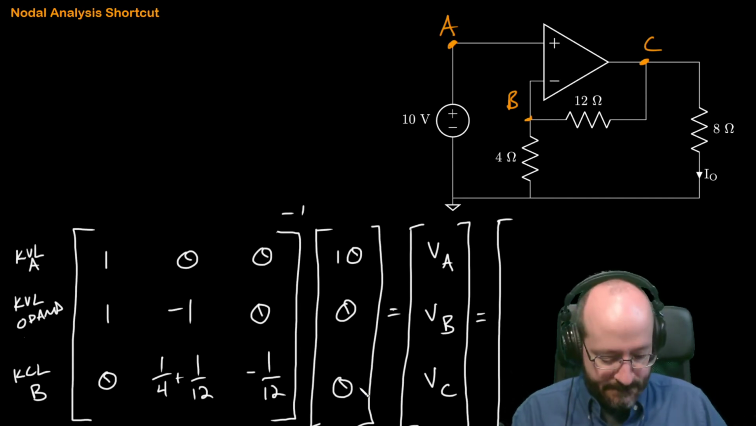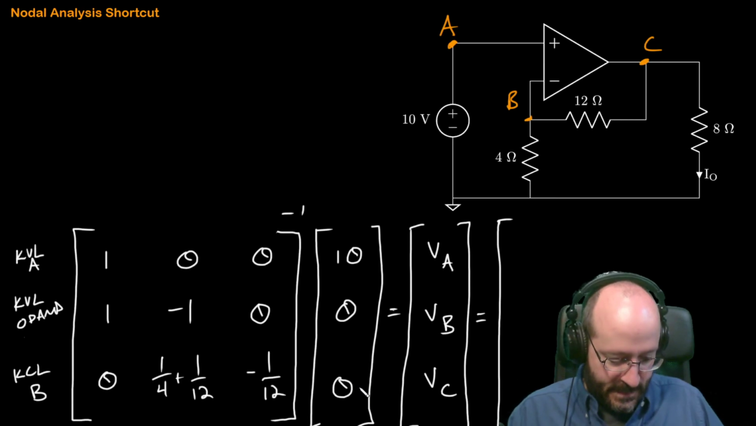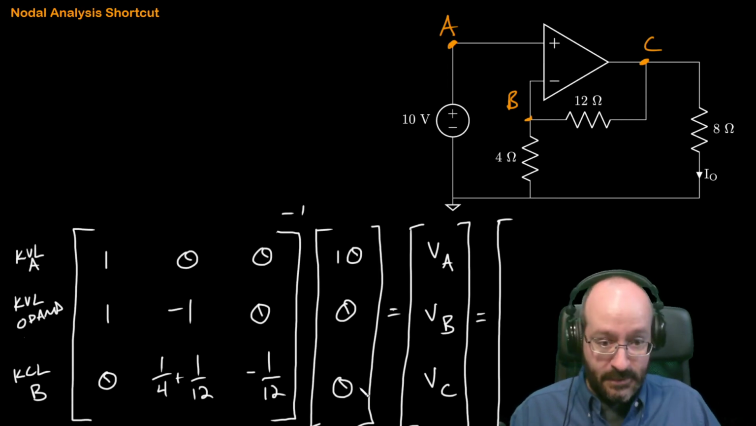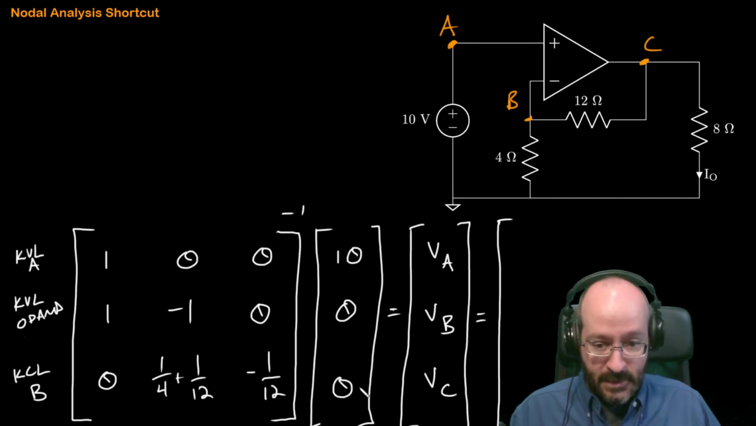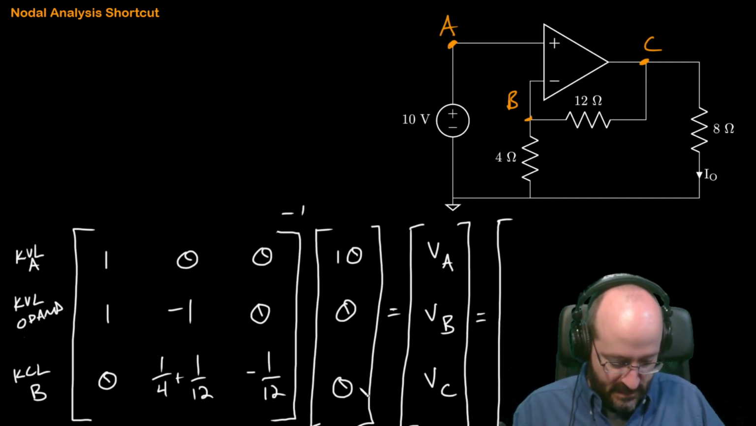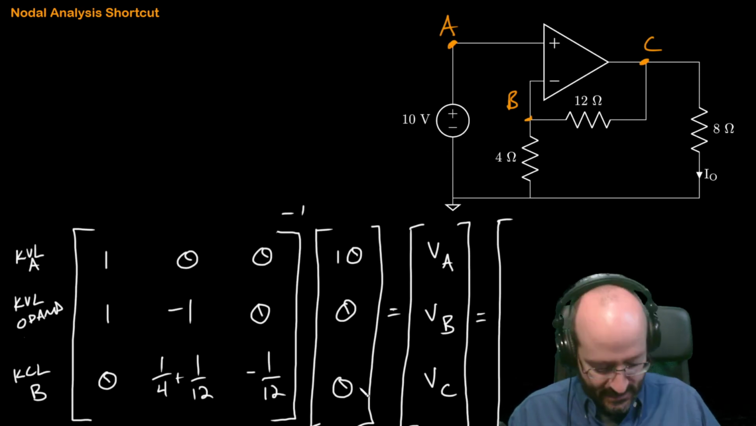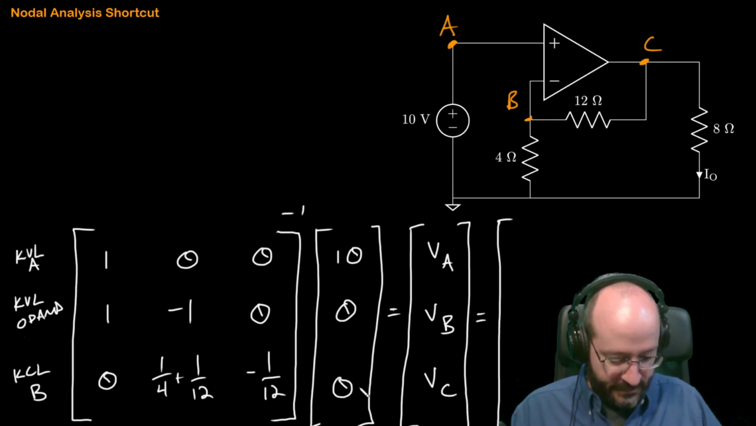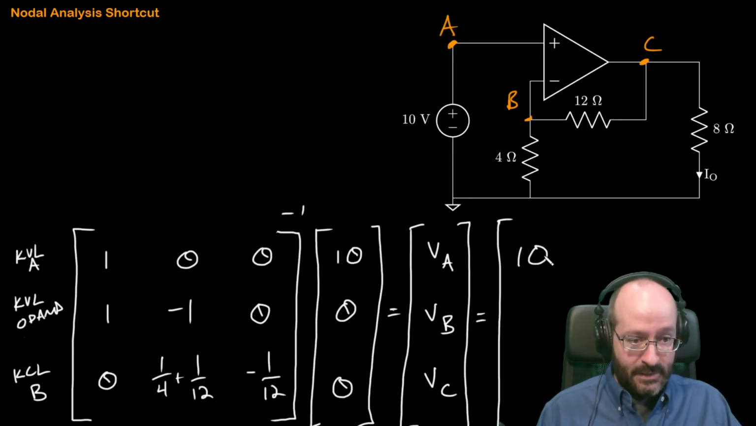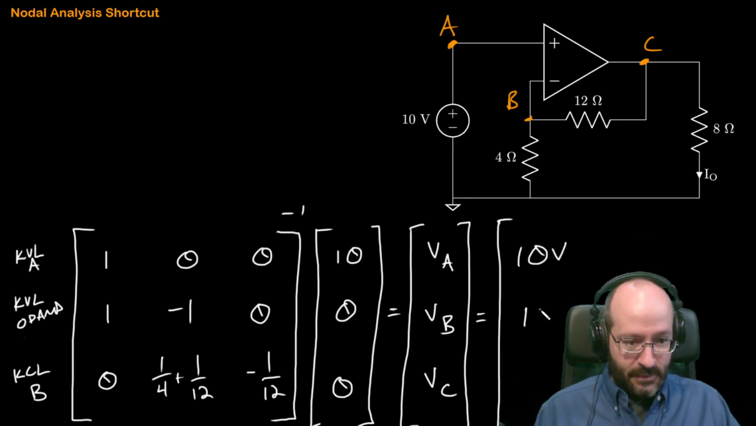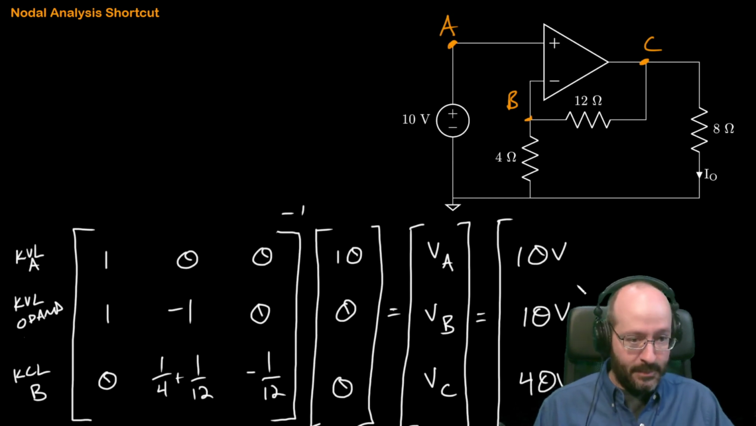Okay, calculator time. 3 by 3: 1 0 0 10, 1 -1 0 0, 0 4 inverted, 12 inverted. I'm pretty sure that's 1/3. Yes, it is. And then -12 inverted and 0. Okay, and that gives us a solution of 10 volts, 10 volts, and 40 volts.